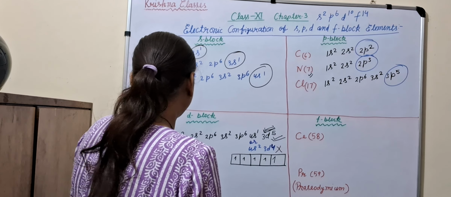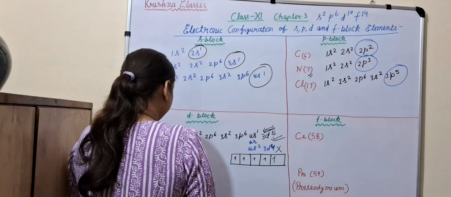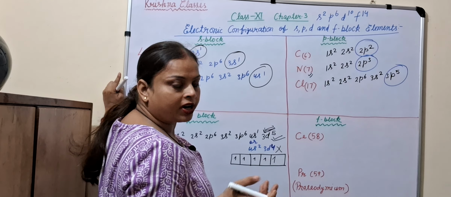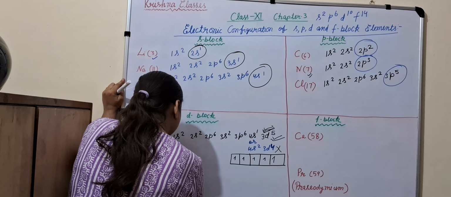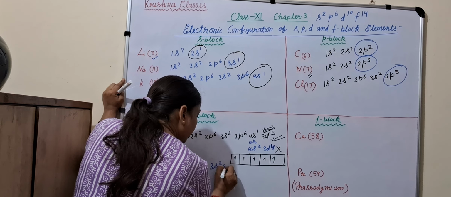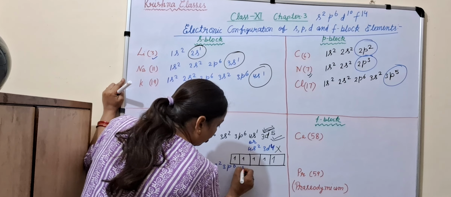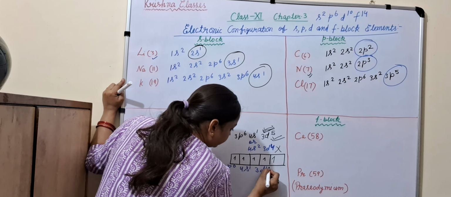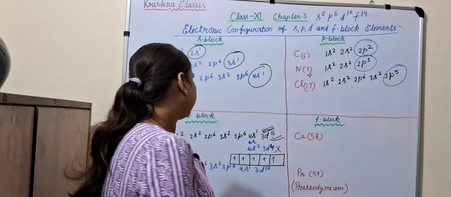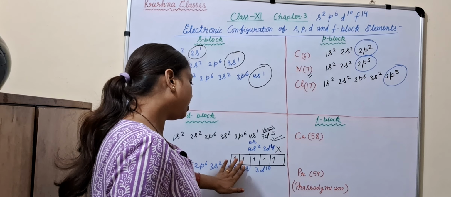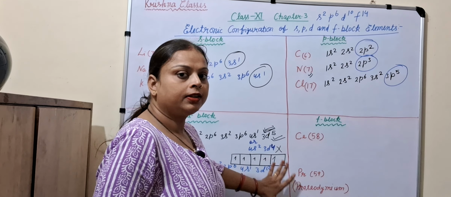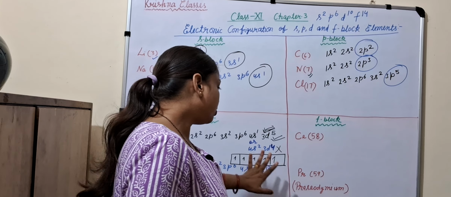Now come to the next point, copper. Let's see the electronic configuration of copper. The atomic number of copper is 29. Let's start: 1s2, 2s2, 2p6, 3s2, 3p6, 4s1, 3d10. Same reason here. Due to more stability, the electron goes in the d subshell, not in the s subshell, because in this form the d orbital is completely filled. That's why they are more stable compared to partially filled.